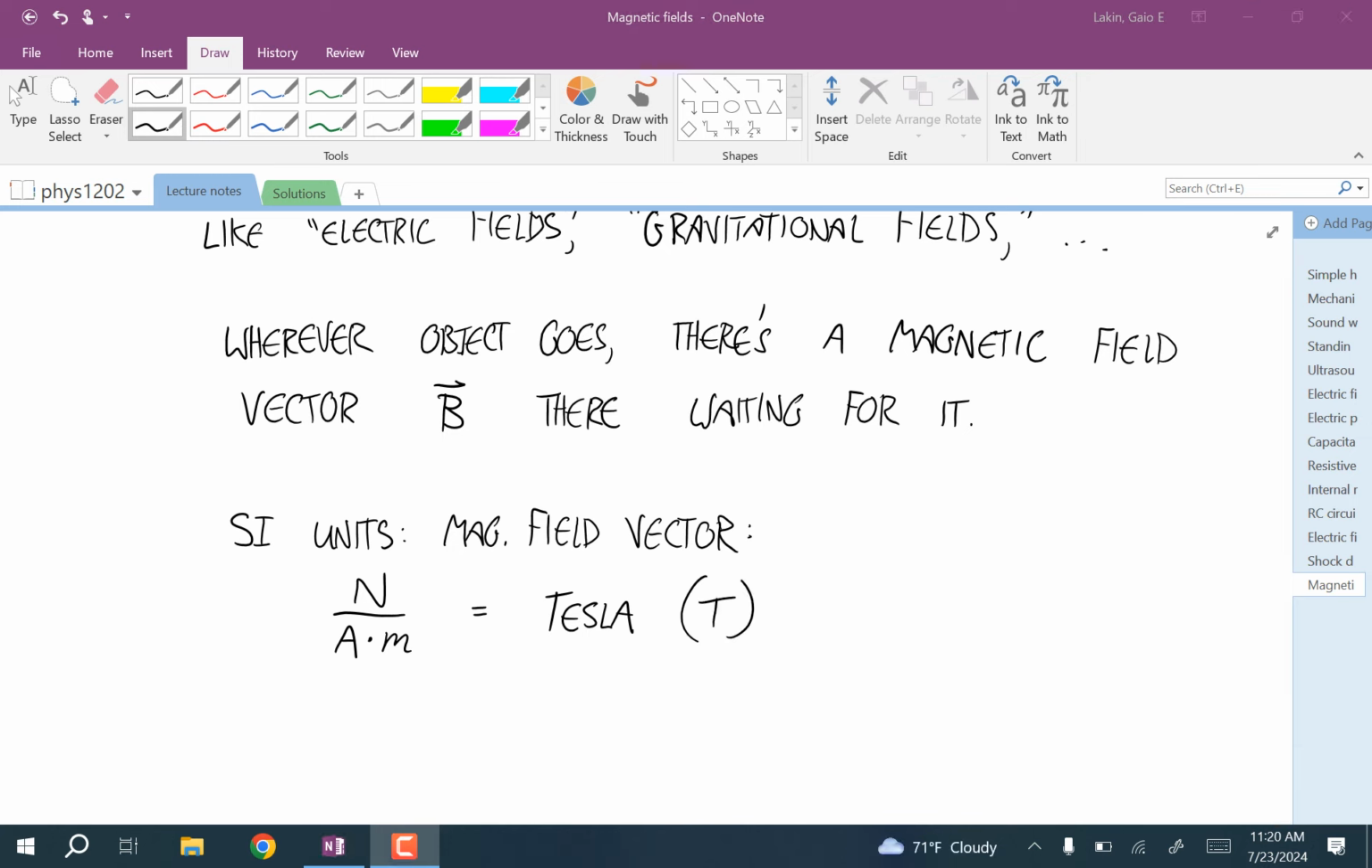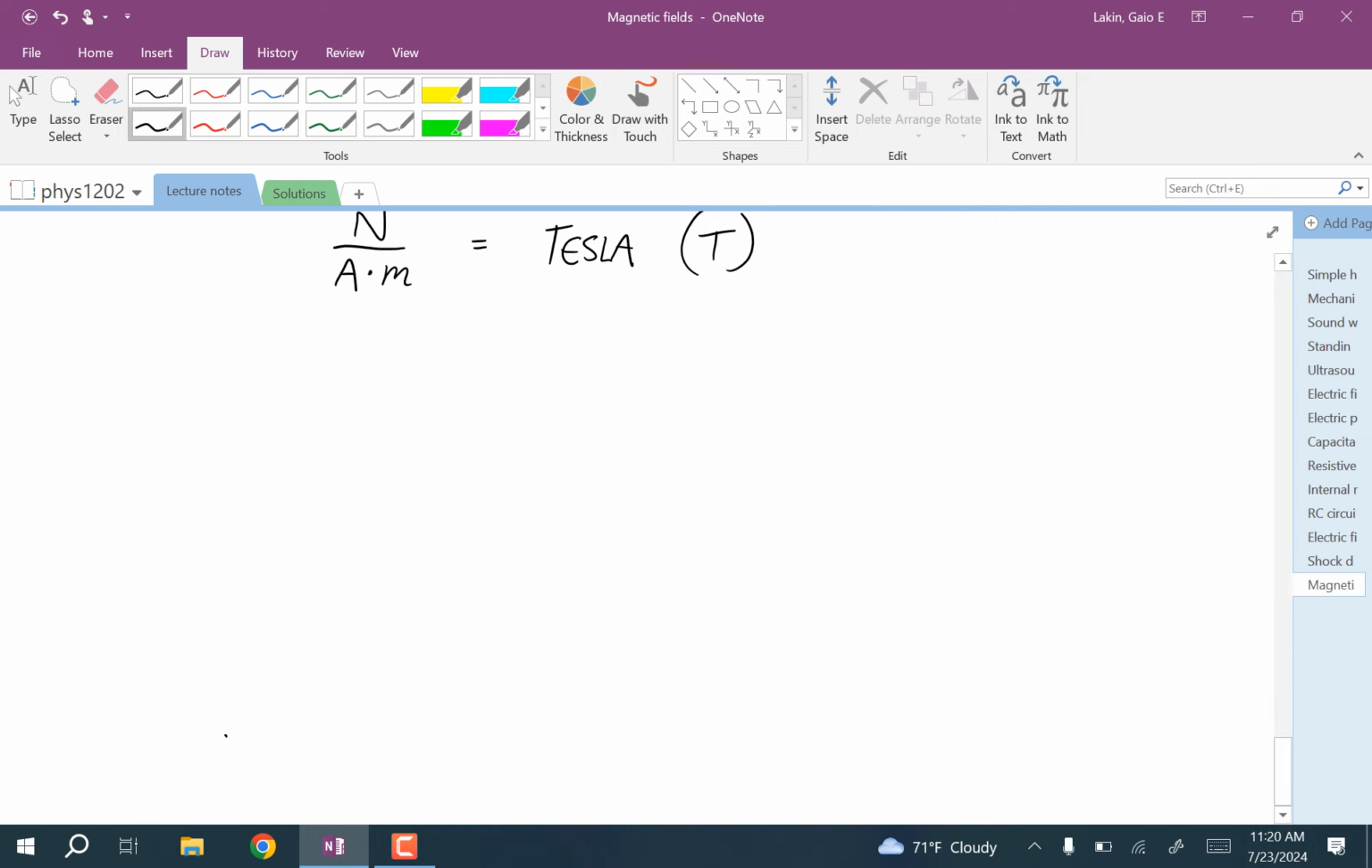And we're going to start by thinking about permanent magnets, refrigerator magnets or horseshoe-shaped magnets. Then, later in the next lecture, we're going to go on to talking about how magnetic fields can be created by electricity. That's what electromagnets are. But for now, we're going to think about permanent magnets.